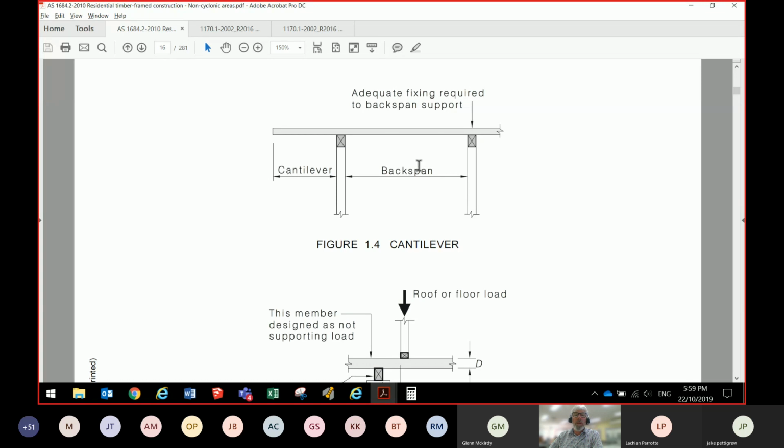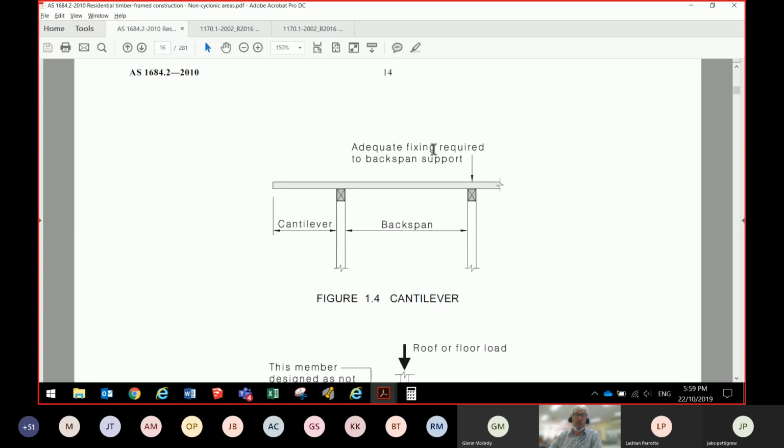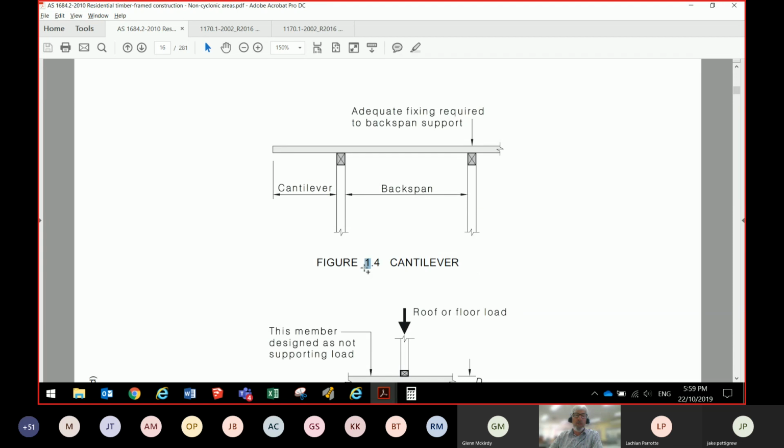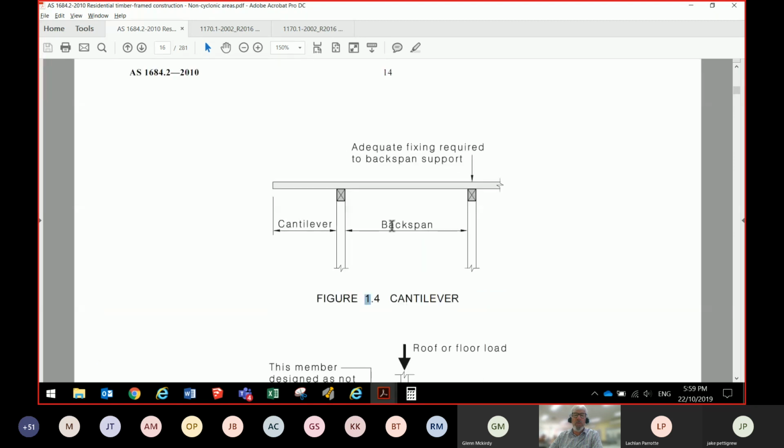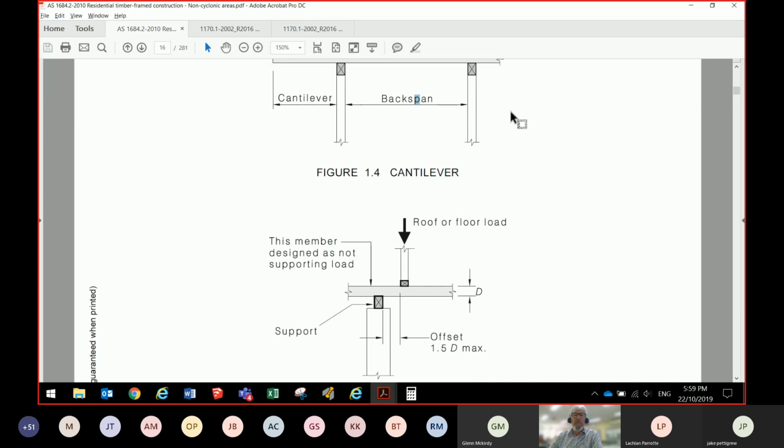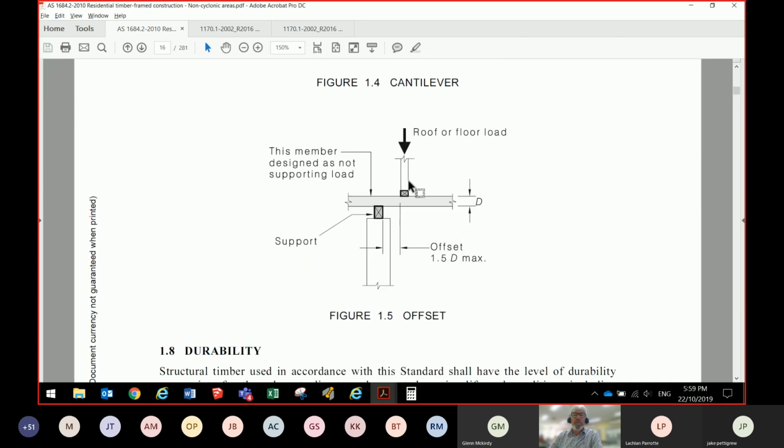You'll find that on the Australian Standards, the very first chapter, which is this one, because it's got a number 1 next to everything, figure 1 or clause 1 or table 1, that's the first chapter. It deals with defining everything and saying what things mean. So if ever you see the word backspan, which you will, you need to be aware that's what it means. And cantilever, that's what that means. That's pretty easy to understand, but backspan's just a little bit harder. So there's cantilever.